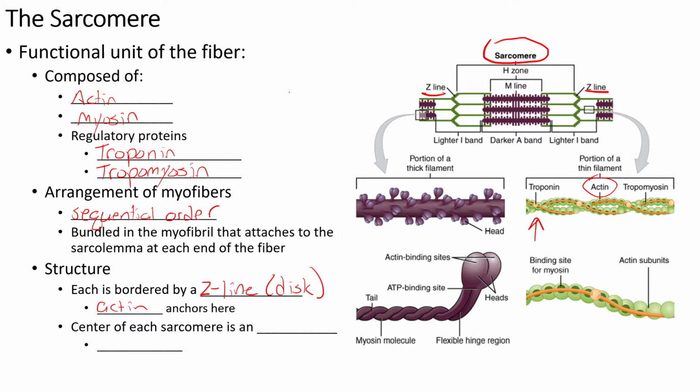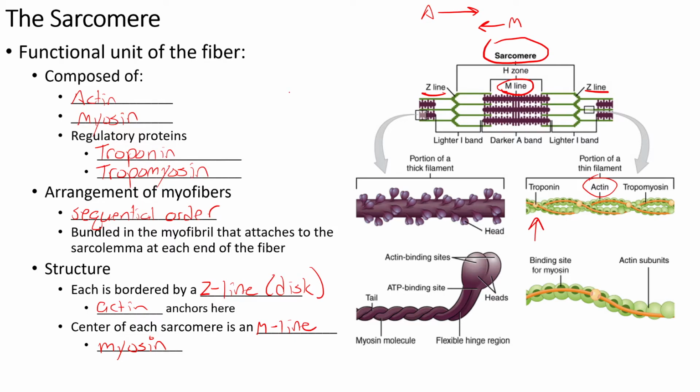Now at the center of the sarcomere, we have this thing called the M line. I always think M for middle, it's the middle line. And at this M line, the myosin attaches. So the sarcomere, on both sides, has Z discs or Z lines, and in the middle, an M line. Actin attaches to the Z line and projects toward the middle. Myosin attaches to the M line and projects toward the Z disc. So M for myosin goes that direction, A for actin goes this direction.